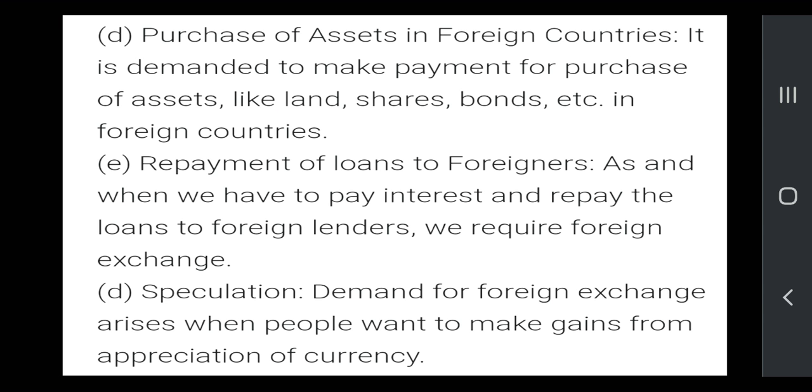Then speculation purpose. Speculation means it is a system in which people, whenever there is a low price of foreign exchange, purchase and store foreign currency, and when the price rises, they sell that foreign currency in the international money market to gain profit. Okay, so for speculation purposes also people purchase. When there is a decline in the rate of exchange, people purchase foreign currency, for example dollars, and if there is an increase in the price of the dollar, then people will sell these dollars in the international money market and they will gain from it.